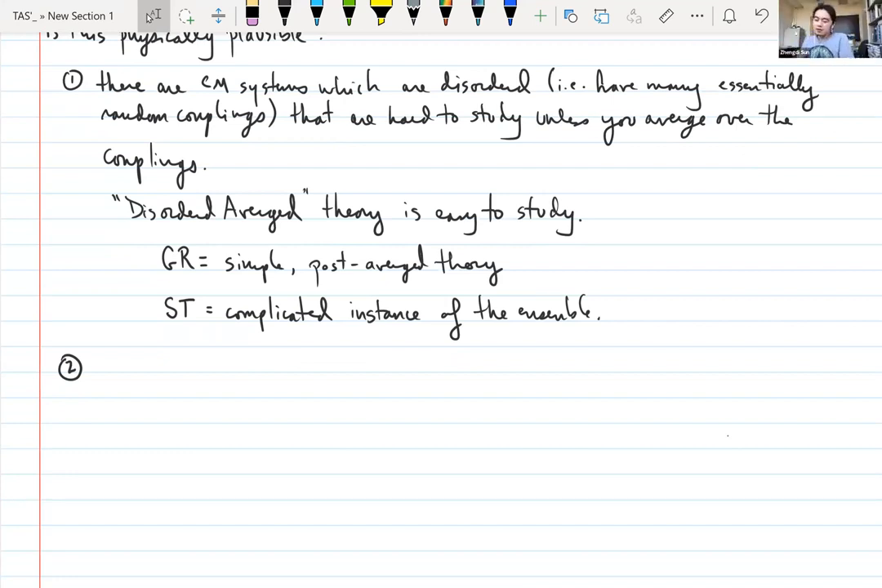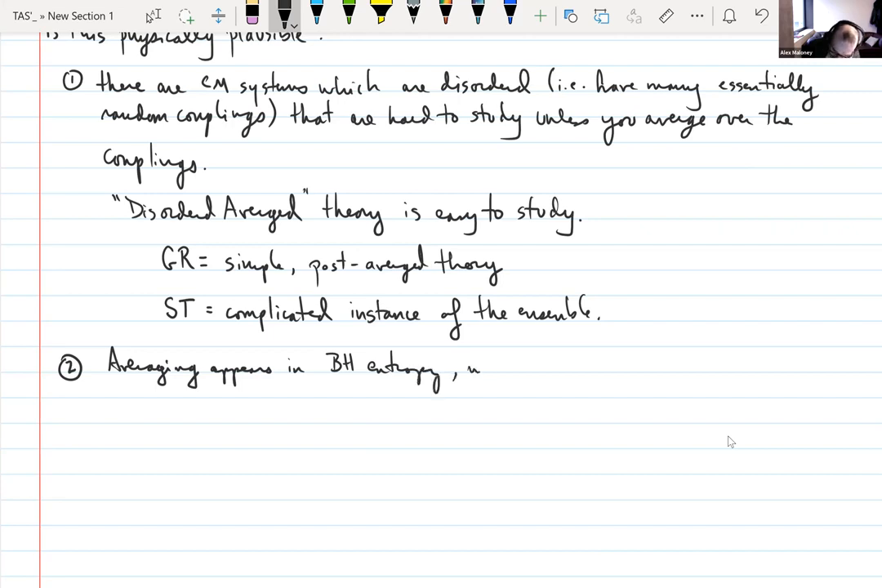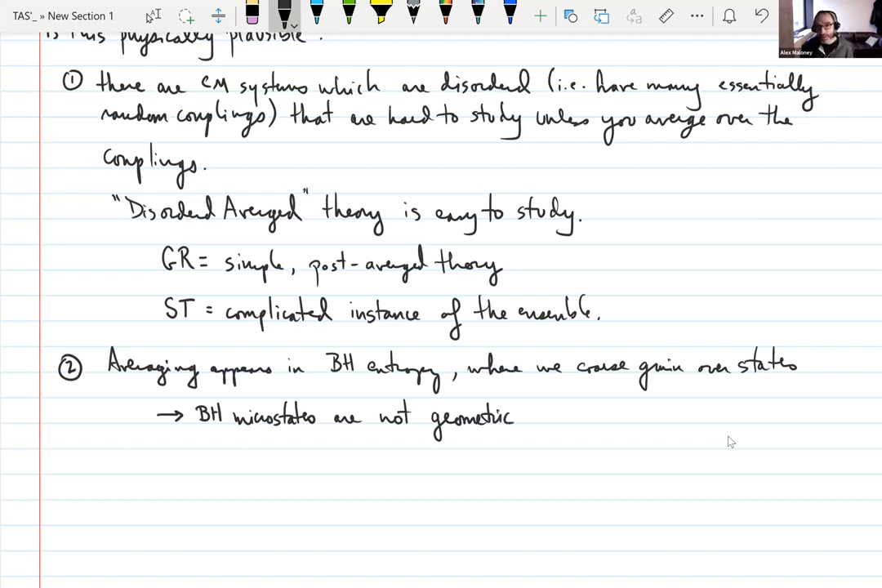Okay. There's another point that I want to make, which is that averaging has already appeared. It appeared in the lectures that you saw last week in our discussions of black hole entropy. But the sort of averaging that appears is one where we coarse grain over states, not where we average over theories. In particular, what do we do when we think about black hole entropy? You think about individual black hole microstates. These are quantum states that are not geometric.